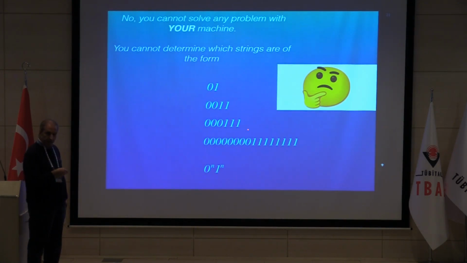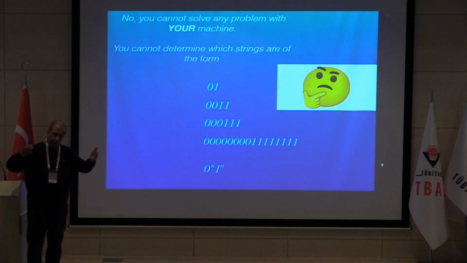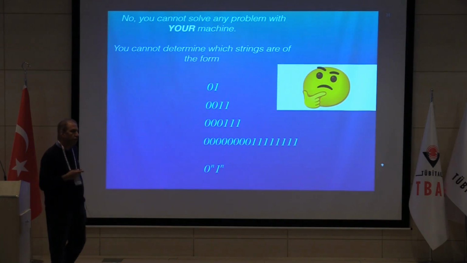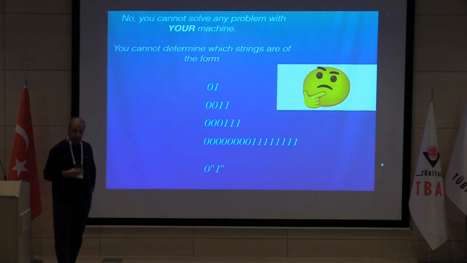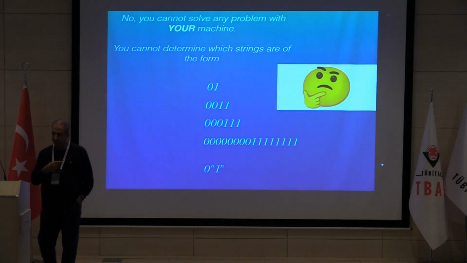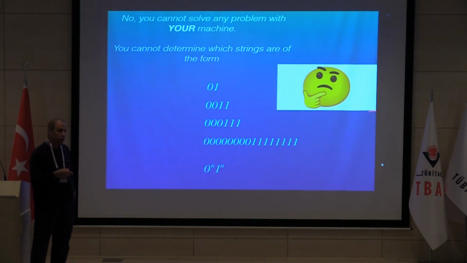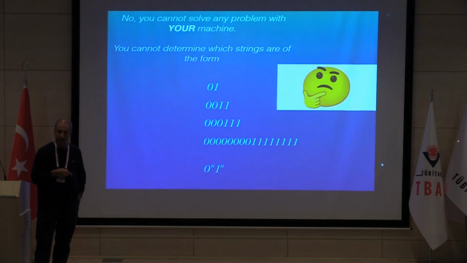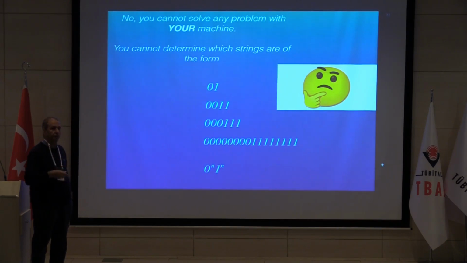A number of zeros and an equal number of ones, right? We want to see if a string has a number of zeros and an equal number of ones after that. Such machines, no matter how complicated they are, cannot solve these problems because, in the spirit that I explained in the previous slide, they need to store the number of zeros and then decide whether the number of zeros which has been detected is equal to the number of ones that are coming up. So they have to have an infinite memory.